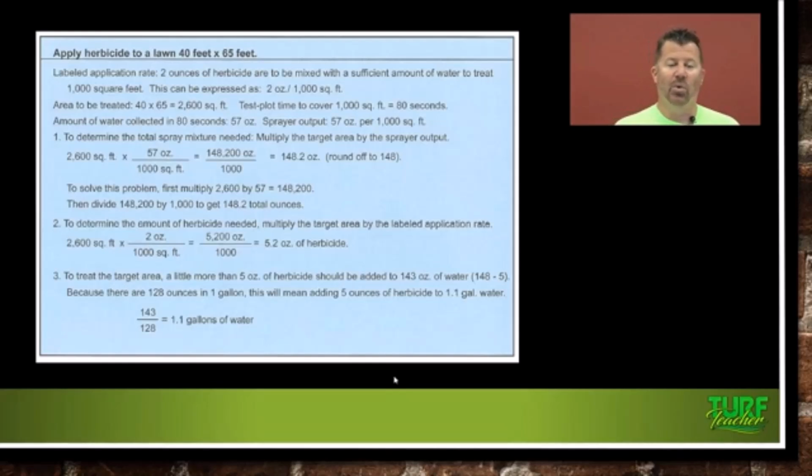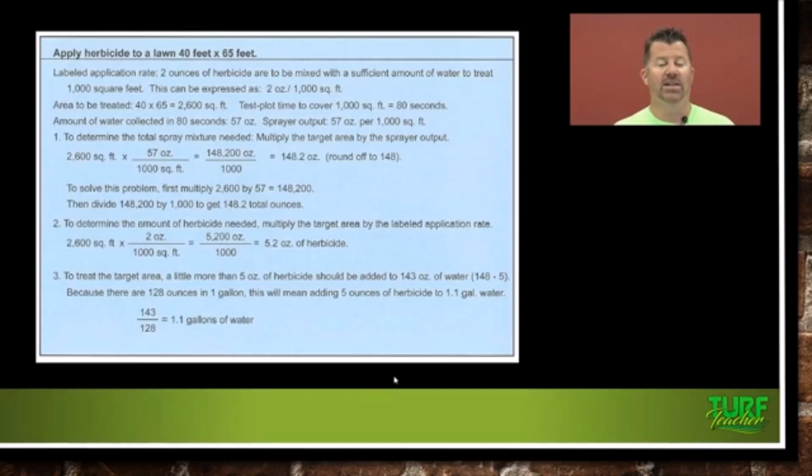Apply a herbicide to a lawn that is 40 feet by 65 feet. Typical residential site. The labeled application rate is 2 ounces of herbicide to be mixed with a sufficient amount of water to treat 1,000 square feet. So 2 ounces per 1,000. This can be expressed as 2 oz/1,000 square feet.